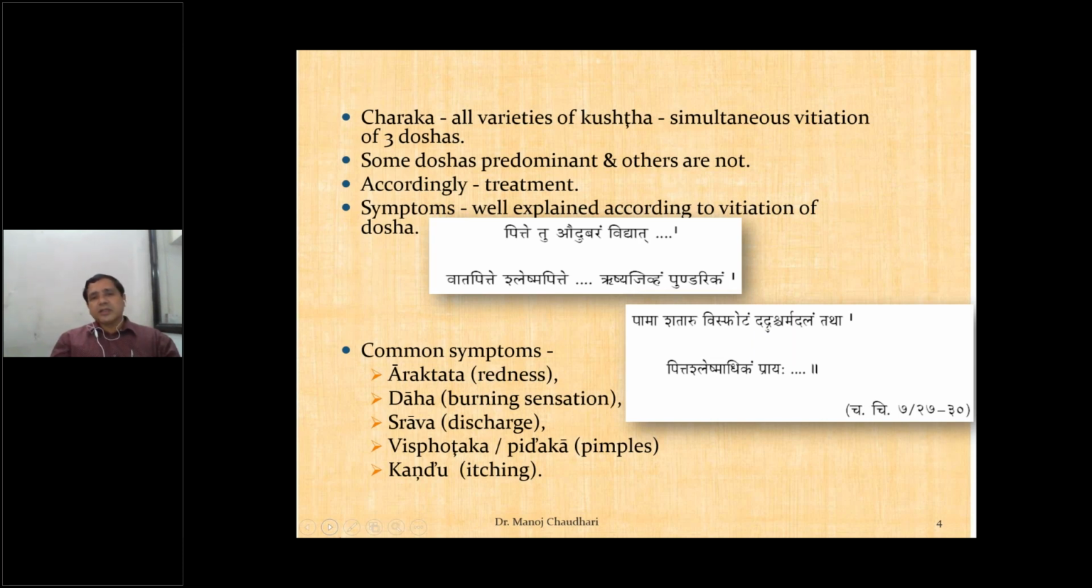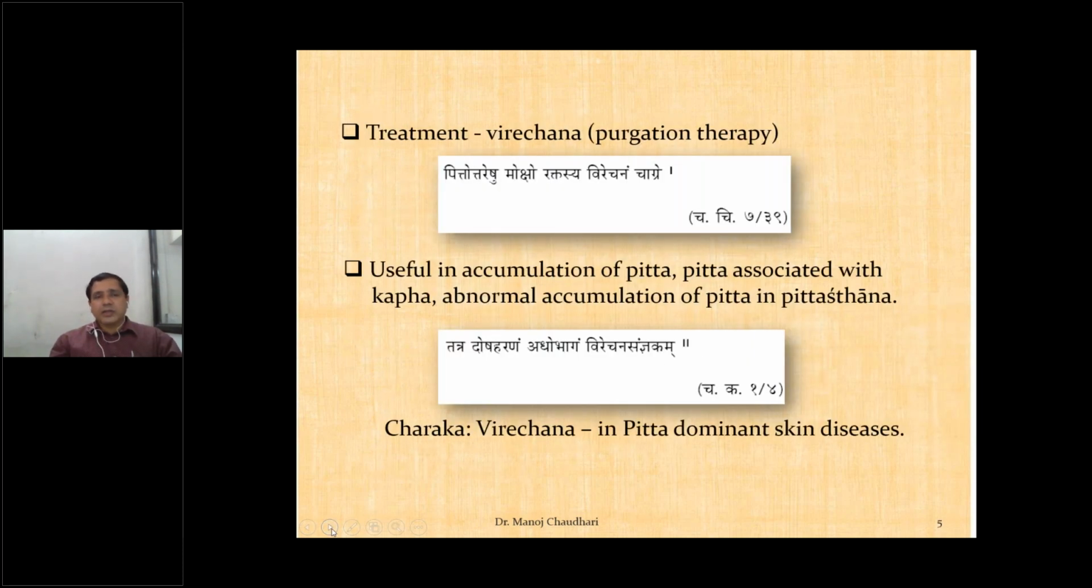Now, what are the symptoms? These symptoms are: Pitte tu Audumbaram Vidyat, Vata Pitte Shleshma Pitte, then Rushya Jivam Pundarikam, Pama Sataru Vispotam Dadrushcharmadalam Tatha, Pitta Shleshmadikam Prayaha. Some references are here from Chikitsa Sthana. You see, even though the nomenclature is according to the vitiation of dominant doshas, the line of treatment is always on the basis of vitiation of the doshas. Whether it is Kakanaka Kushtha or Rushya Jiva, that means Mahakushtha or Kshudra Kushtha, mainly we have to focus on the Tridosha.